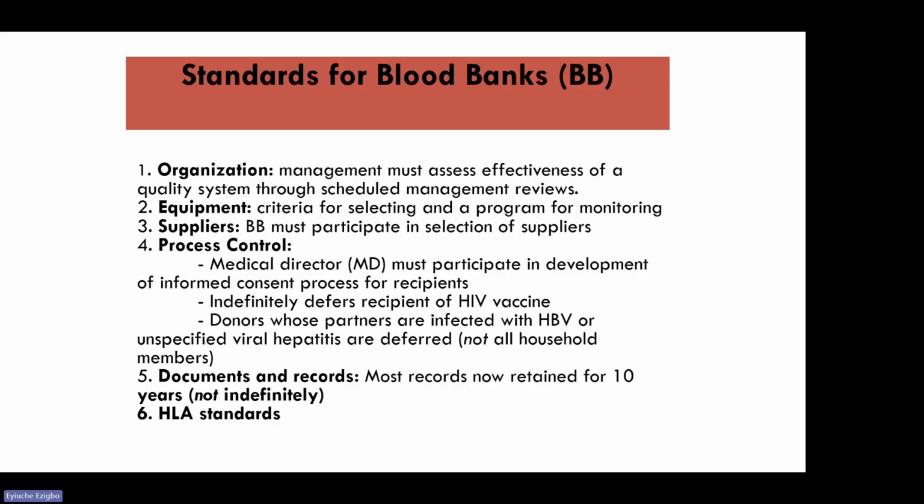Okay, so standards for blood banks in terms of organization, the blood bank should be organized, equipment, how the equipment should be supplied, how you can select your equipment, organization from management to dispatch of the blood, the processes that are involved in that pathway. Then the equipment, criteria for procuring equipment in the blood bank. There are standards for all those processes. Then suppliers, process control, starting from the requests of the medical director, who will also participate in the development of the informed consent process for the recipient, the patient himself.